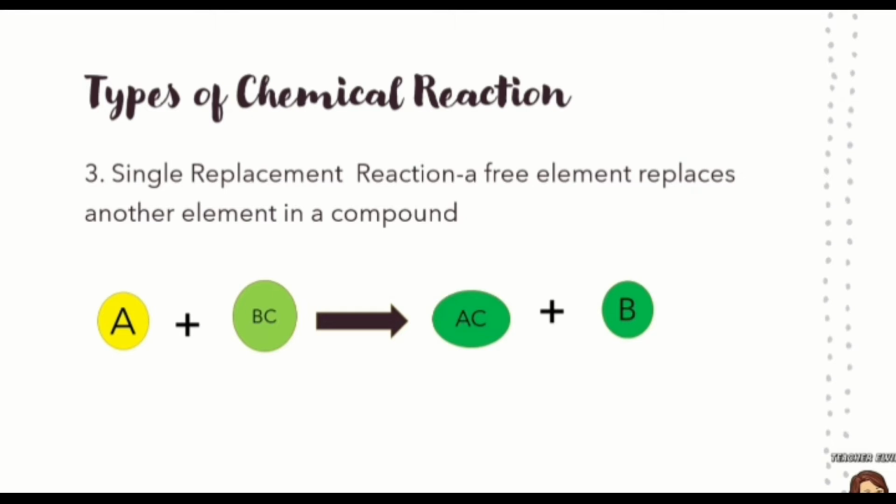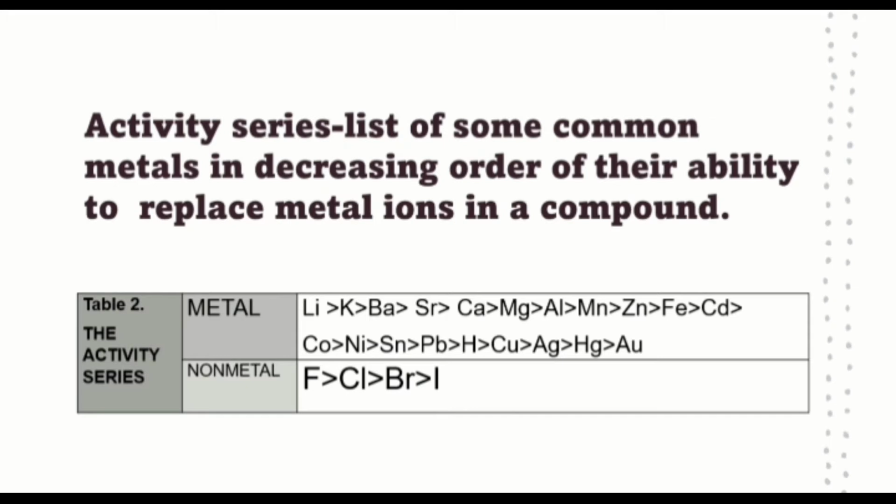So how will you know whether element A is more active than element B or not? We will refer to the activity series of metals and non-metals. So what is activity series? It is a list of common metals in decreasing order of their ability to replace metal ions in a compound. If we are using activity series for non-metals, we will check whether the non-metallic element is more active than another non-metallic element.